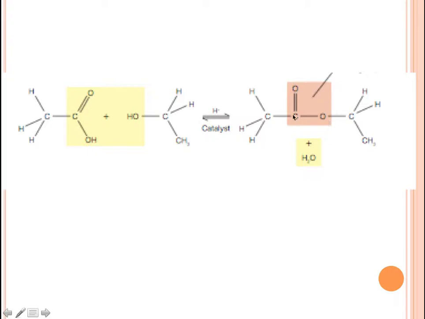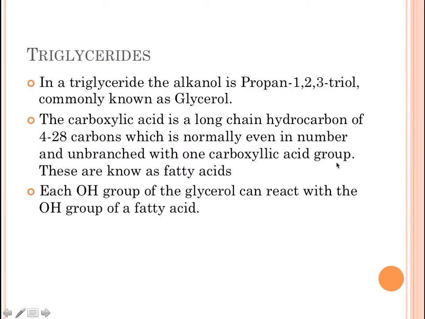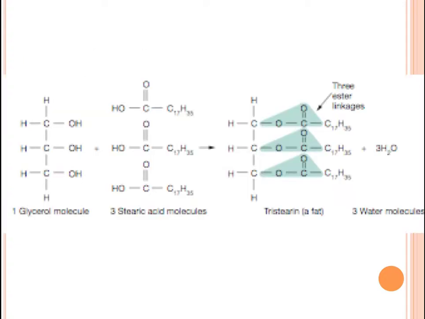And remember, the ester linkage is the carbon and both hydrogens. It's a condensation reaction because we remove water. Okay, so if we make a triglyceride, our alkanol is propan-1,2,3-triol, which we normally call glycerol. The carboxylic acid is a very long chain hydrocarbon, which might have single or double bonds in it, okay? And that is a fatty acid. So this is our glycerol with its 1, 2, 3 OH groups.